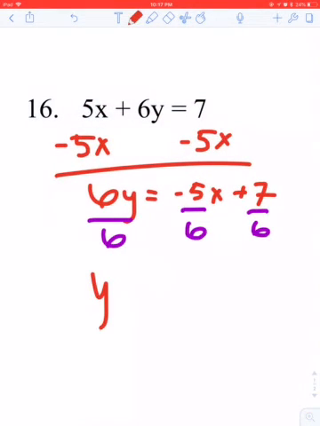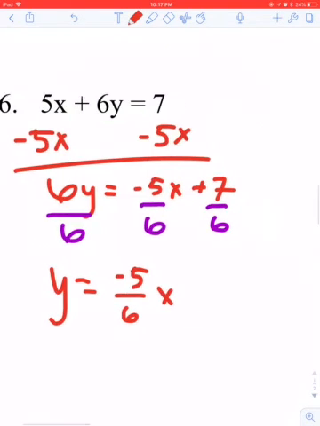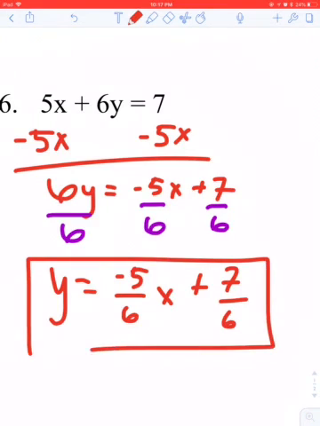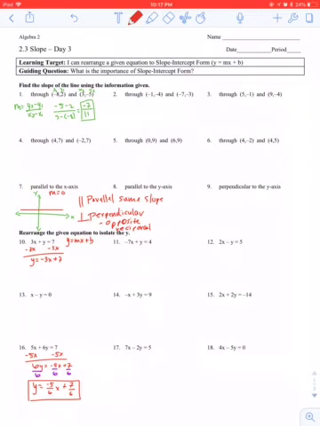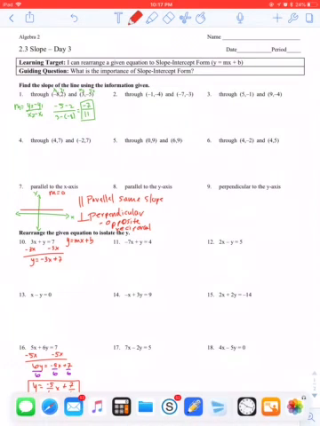So I get 1y is equal to negative 5 over 6. Leave that as a fraction. Plus 7 over 6. Again, leave that as a fraction. And that's the answer I'm looking for. So you can do that for the rest of them. And the answer key will be on Schoology also.